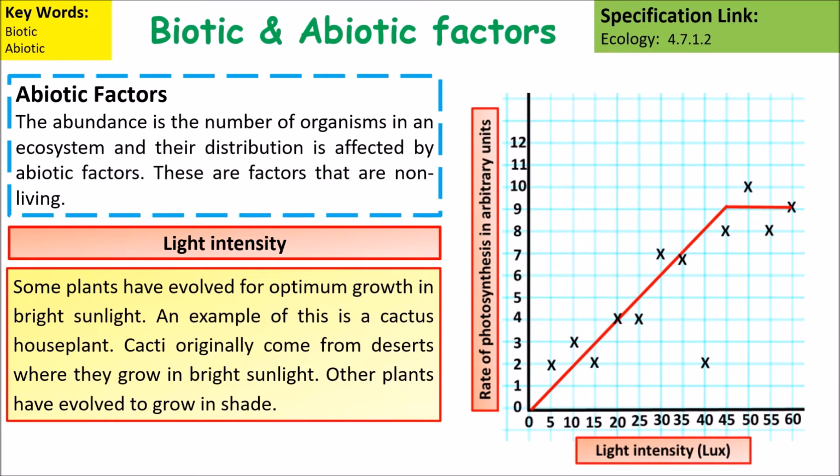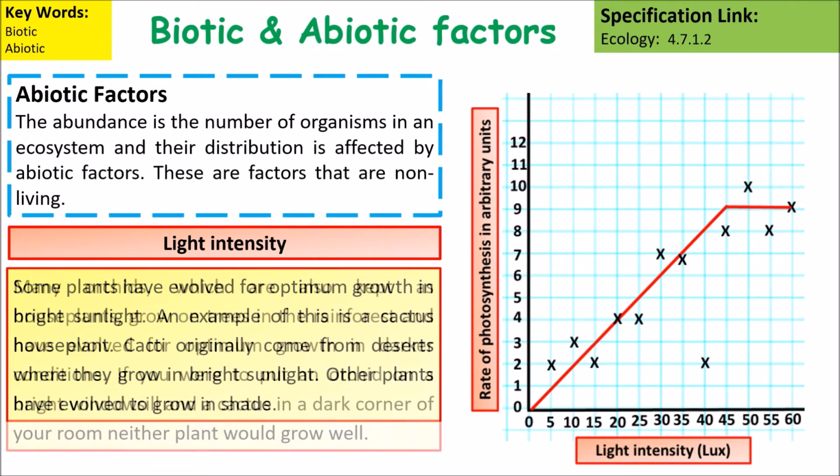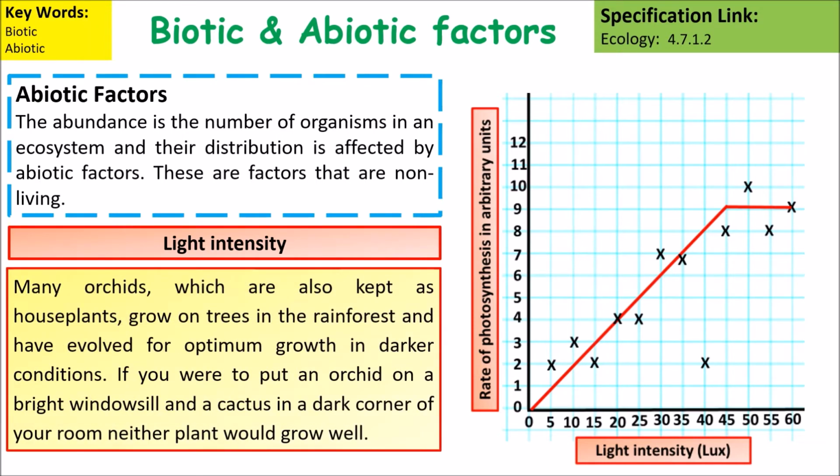So the first one can be light. So some plants have evolved for optimum growth in bright light. An example of this is a cactus or a houseplant. So cacti originally came from deserts where they grow in bright sunlight. Other plants have evolved to grow in shade. So many orchids, for example, which are also kept as houseplants, are grown on trees in the rainforest and have evolved for optimum growth in dark conditions. So if you were to put an orchid in the bright windowsill and a cactus in the dark corner, neither would grow particularly well.